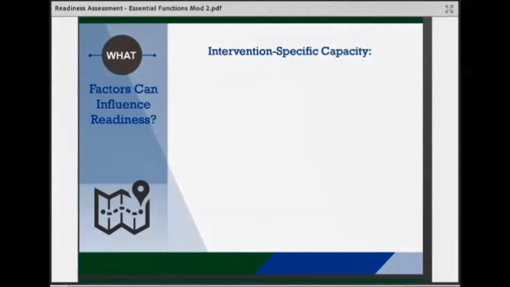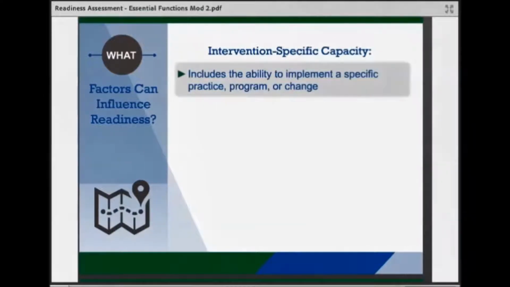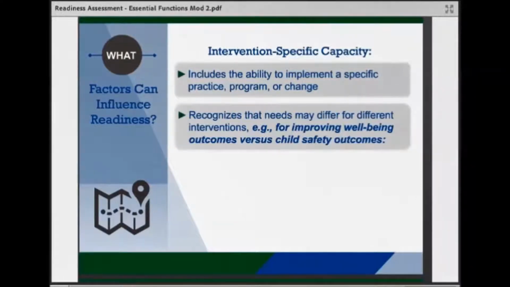The second type of capacity in the R=mc² equation is intervention-specific capacity, or innovation-specific capacity, and relates to the ability to implement a particular practice or program of interest. Exploring intervention-specific capacity recognizes that an agency's needs for knowledge and skills, systems, and partnerships will differ when introducing different types of interventions.